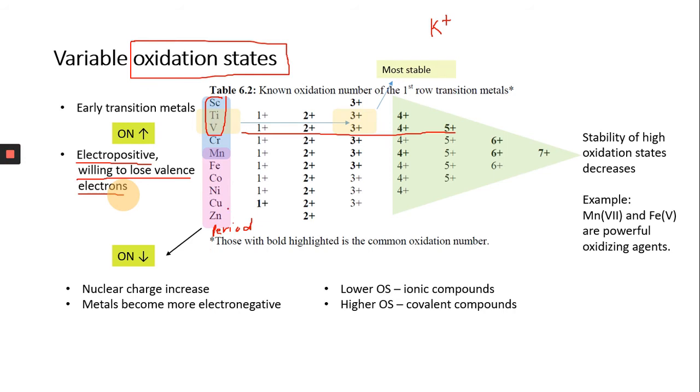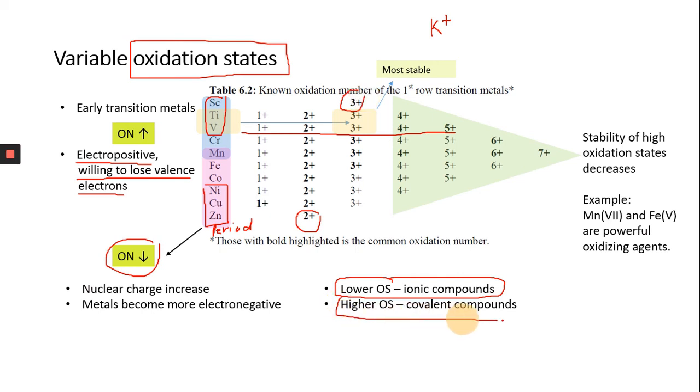But if you look at the late transition metals, the nuclear charge increases. When the nuclear charge increases, the metals become more electronegative. Okay, that's why the oxidation state is decreasing. If you look at the lower oxidation state compounds, they tend to form ionic compounds when reacting with another element. But those with higher oxidation states tend to form covalent compounds.